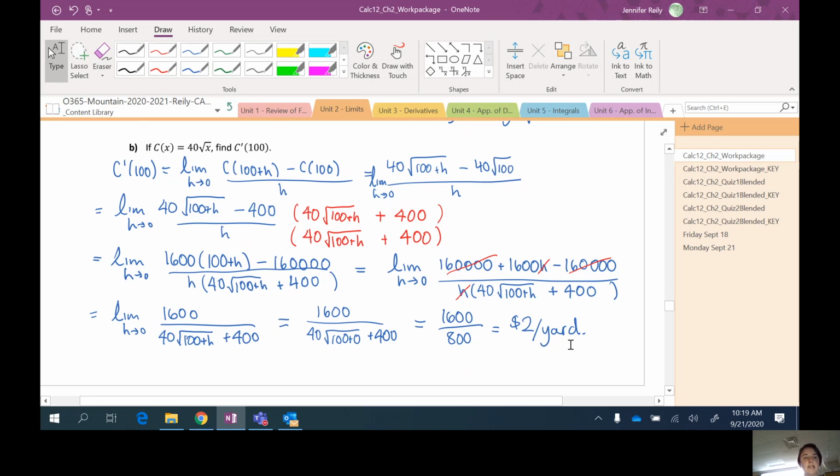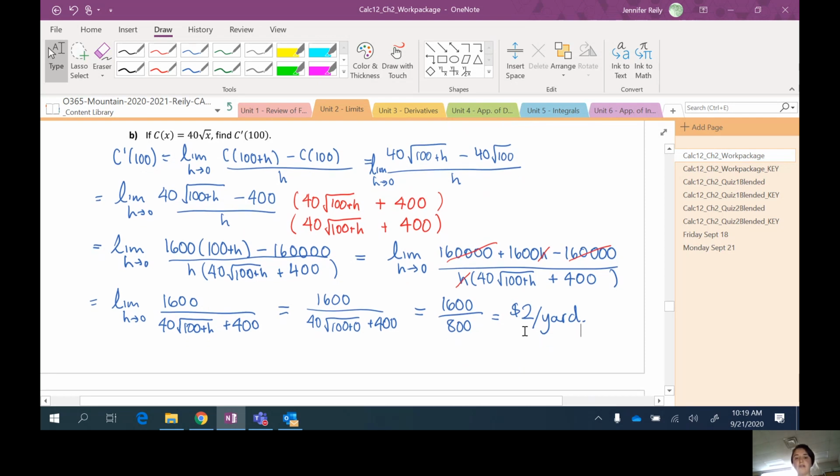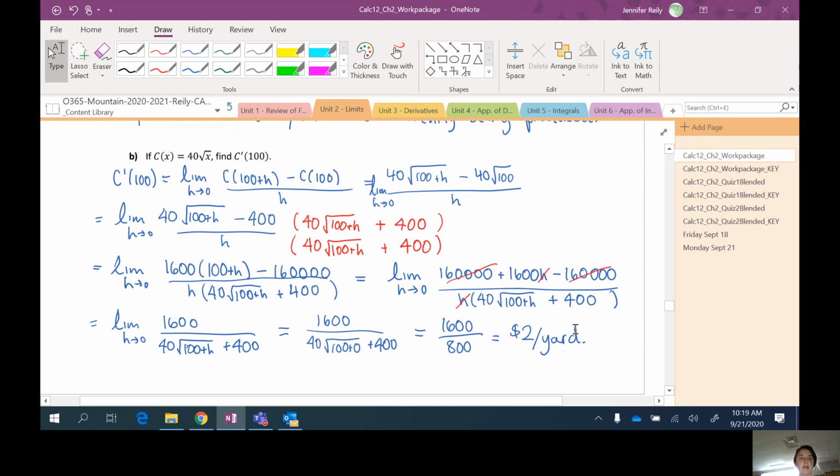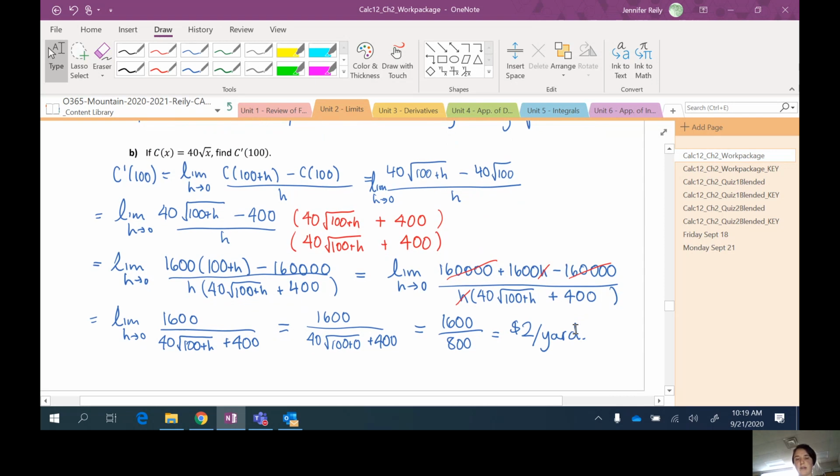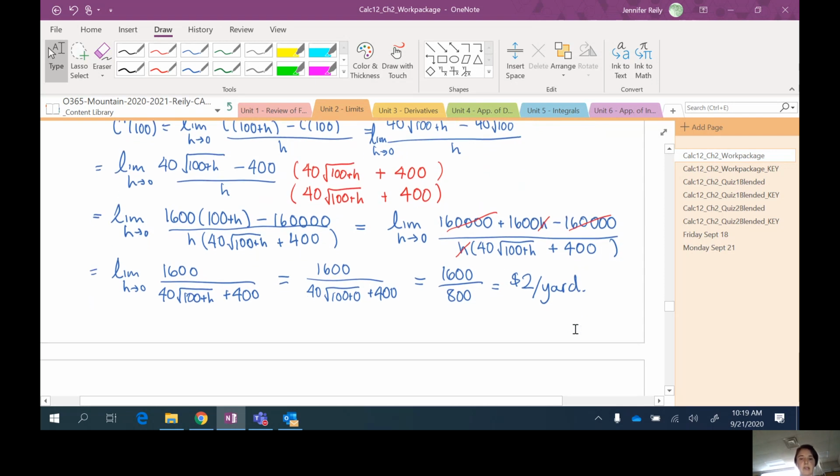So what that answer actually means is when this company is producing 100 yards of fabric, and let's say they want to start increasing production, if they increase production by 1 yard, it's going to cost $2 extra. So that's what that means. The rate of change in cost per yard is $2 at this point for the company. So they can use that when they're deciding whether or not to increase their production.